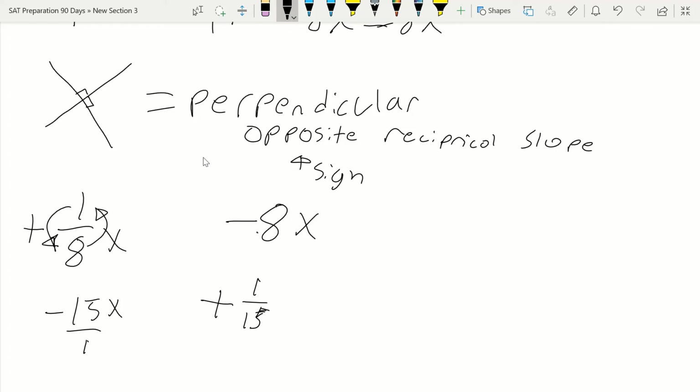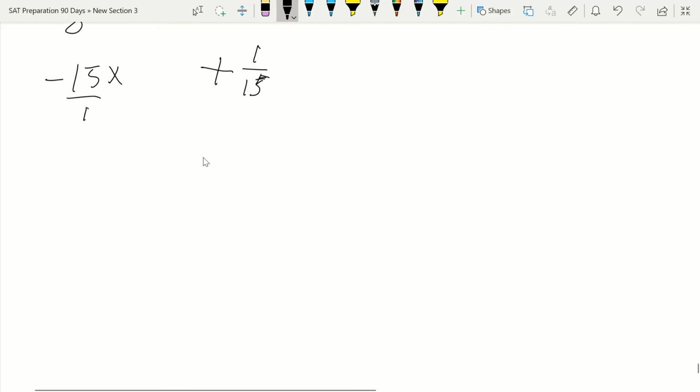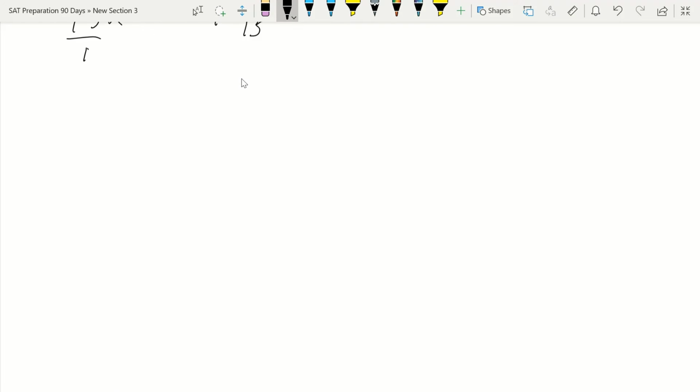Positive 1 over 15. All right, so there's your slopes and perpendicular lines. All right, so the next thing that we're going to cover is basically a trick, but it's a trick I want you to memorize, which is why I'm including it with the other equations here. This one has to do with that b squared minus 4ac that I was telling you about. So this one's about determining the number of real solutions.